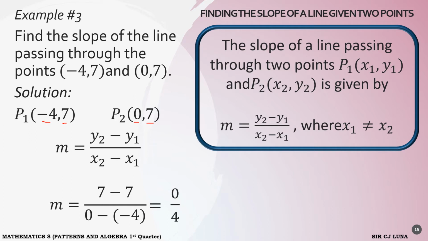7 minus 7 is 0 over positive 4. So 0 divided by 4 is equal to 0. That means for number 3, the slope is 0. In example number 1, we have a positive slope. In example number 2, we have negative slope.